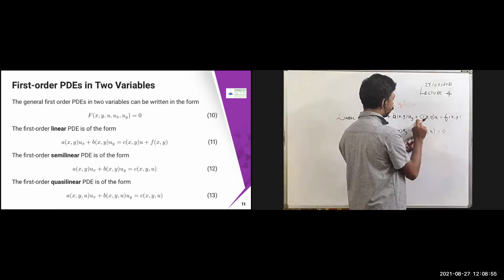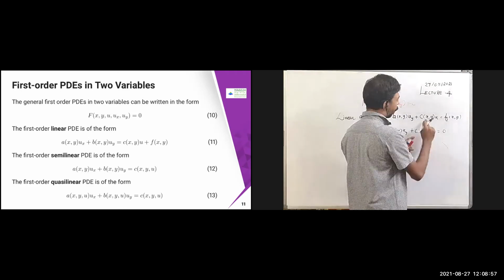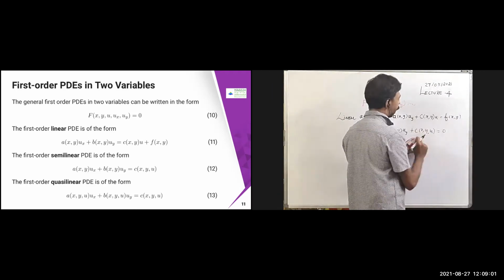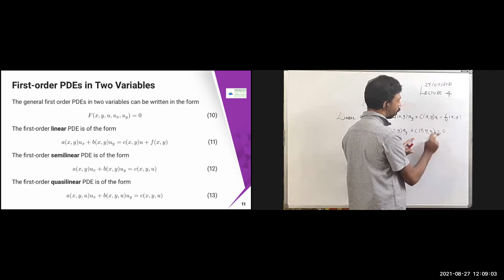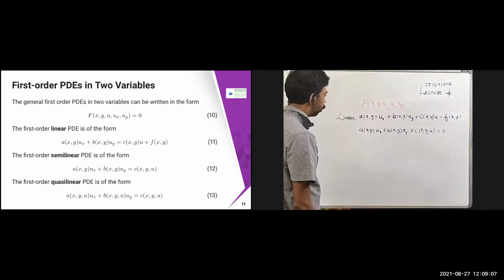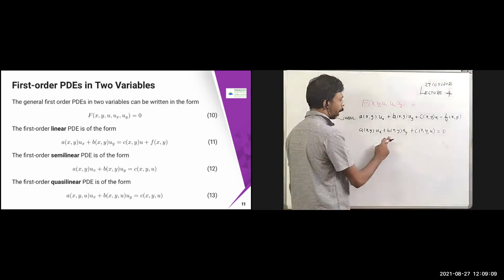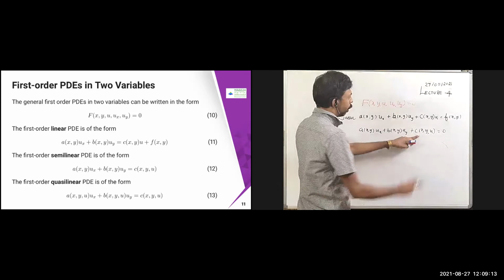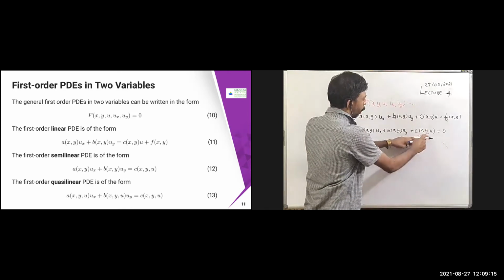So automatically a linear PDE is going to become a semi-linear PDE, because I can rewrite this equation in this form. If I just combine these two together, I can write it as c of x comma y comma u, so that means a linear PDE automatically becomes a semi-linear PDE. Okay, so a of x comma y ux, b of x comma y uy, c of x comma y comma u. Here c of x comma y is there, here c of x comma y comma u is there.